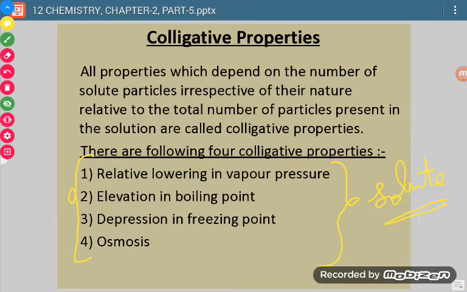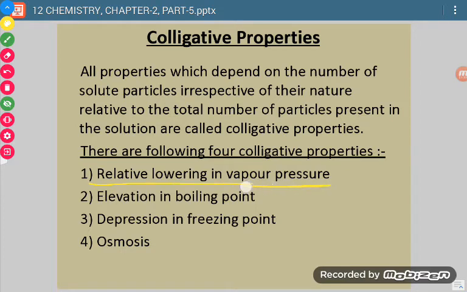Now there are four properties. One is relative lowering in vapor pressure, another is elevation in boiling point, third is depression in freezing point, and fourth is osmosis. In all these properties, the value depends on the amount of solute. So these four properties are known as colligative properties. Now what the property is, it is suggestive from the name itself.